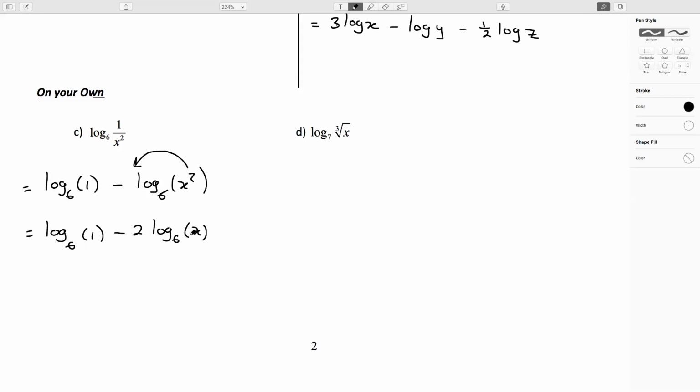Okay, and now there's a rule here that we haven't dealt with, and it's that whenever anything's 1 in your argument, you have to remember what the logarithm is doing. The log is saying which power of 6 is 1. Well, 6 to the 0 is 1. Anything to the 0 is 1. So if you have 1 in your argument, that just becomes 0. So this equals 0 minus 2 log base 6 of x, or simply negative 2 log base 6 of x.